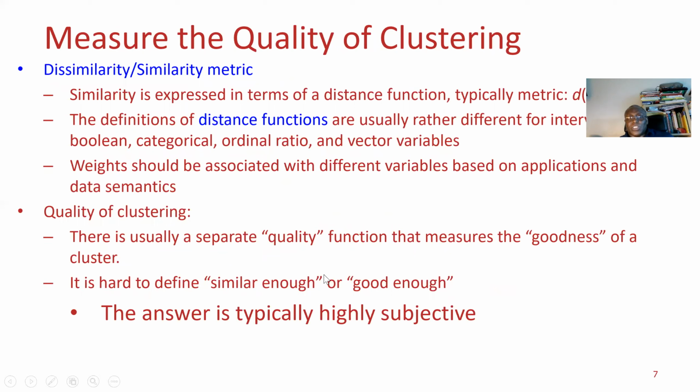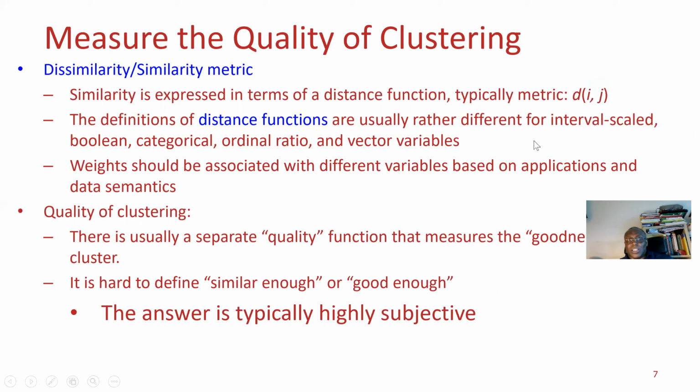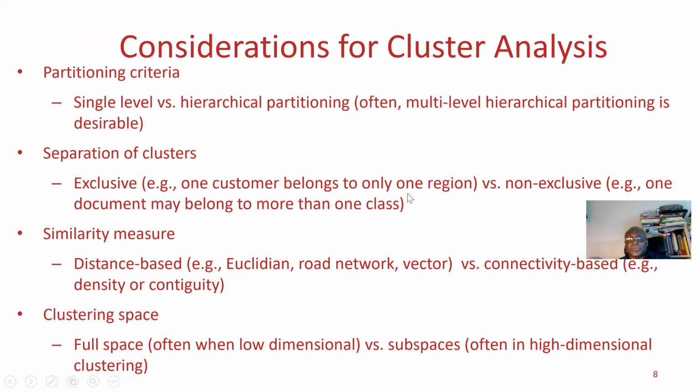So this is where we say the definition of distance functions is usually rather different for interval scale, Boolean, categorical, ordinal, ratio, and vector variables. So measuring the quality of clustering, most of the time we try to measure the similarity and also the dissimilarity. And we are going to use the distance measurement.